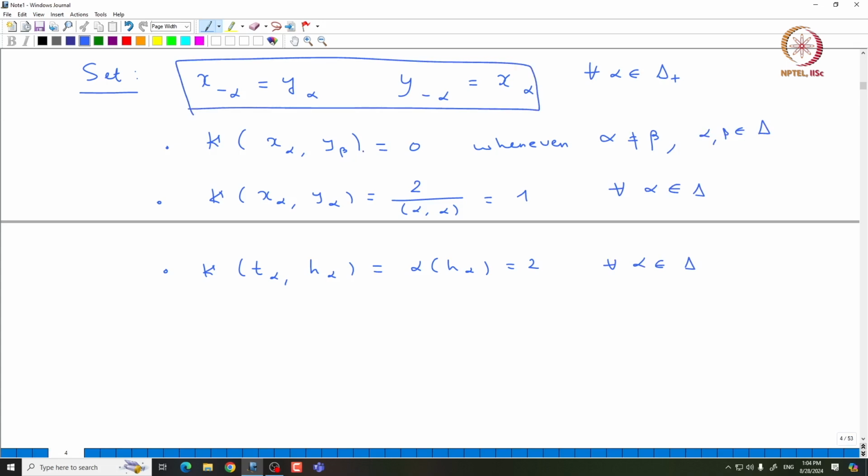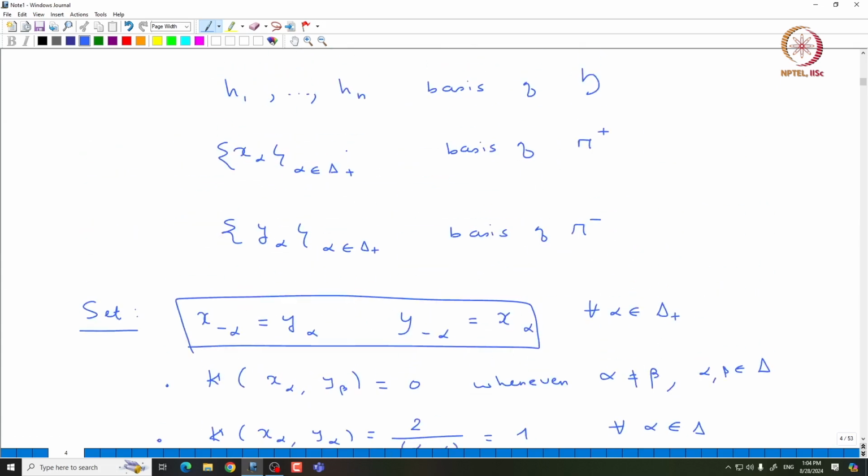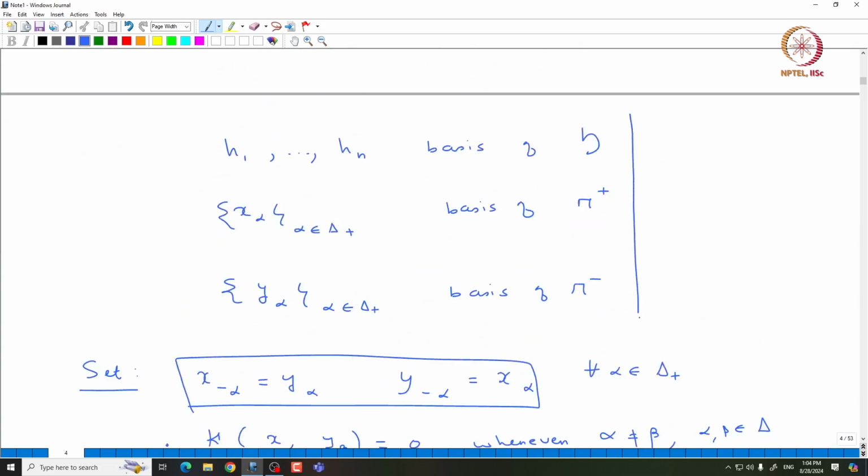So with this notation one can rewrite everything in a very compact way. Now, these things are already known. In particular we know the dual bases of these bases. The dual to h_1 through h_n will be just ϰ times t_i. So ϰ times t_i is the dual of this. Basically we are writing the dual for everything. So for x_α the dual will be y_α, and for y_α the dual will be x_α. So these are all the dual bases.